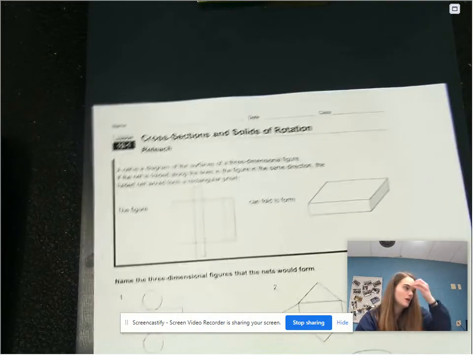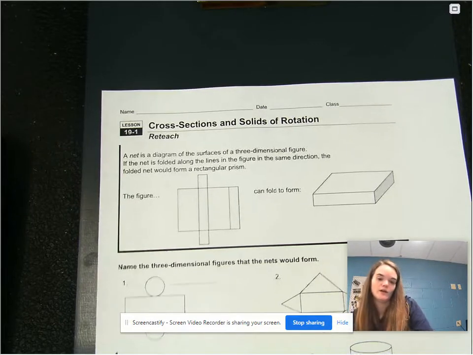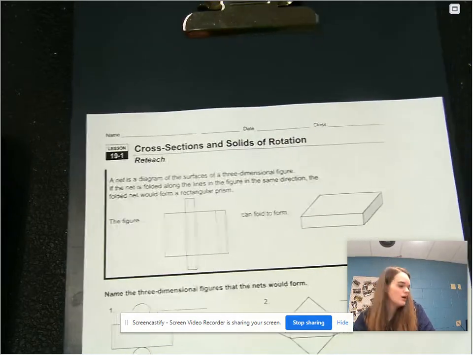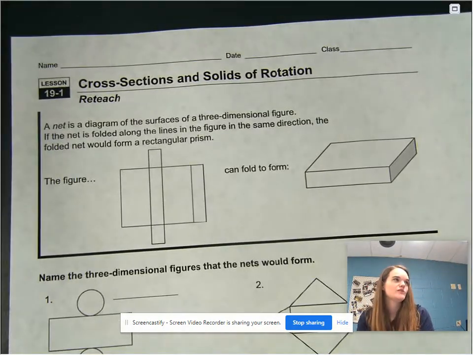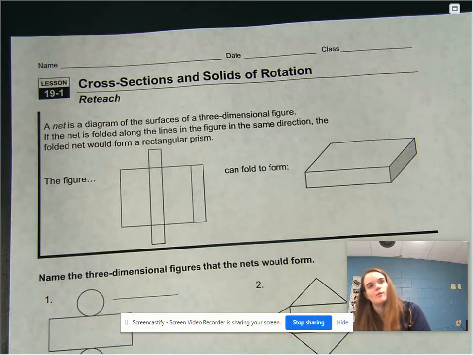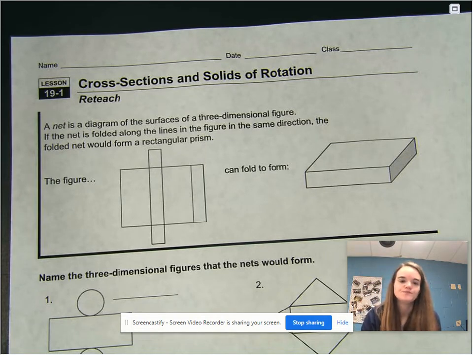Okay. All right, so you've got two handouts. One of them is reteach. We're going to go ahead and start with that one. We'll cut it down a little later, but anyway. So we're talking about cross-sections and solids of rotations. This kind of has to do with some of the surface area and stuff we talked about before, and shapes. Basically, we're going to have a 3D shape, talk about what kind of a 2D shape it would make.